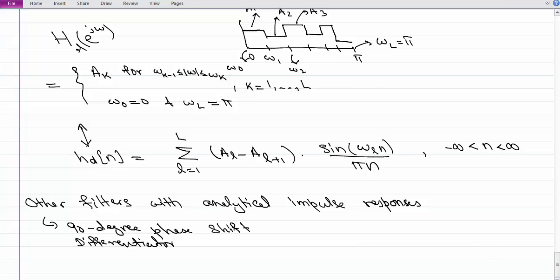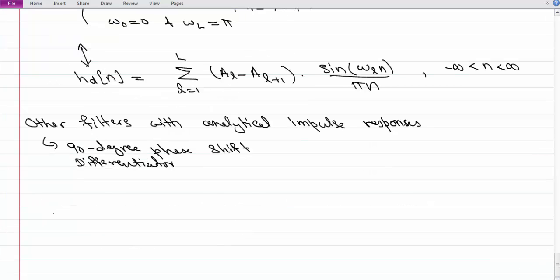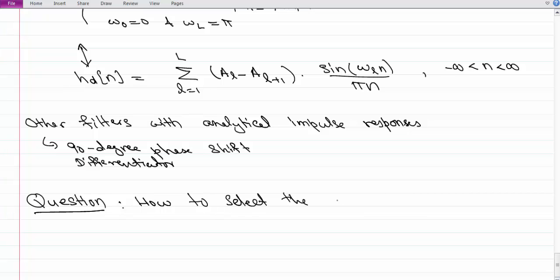Okay? So the main challenge in all of this window method, the main question is, the only design parameter that is in our hands is the length of the FIR filter. So the question is how to select the filter length capital N. And that, of course, is determined by how the filter length affects your approximation to the ideal filter.